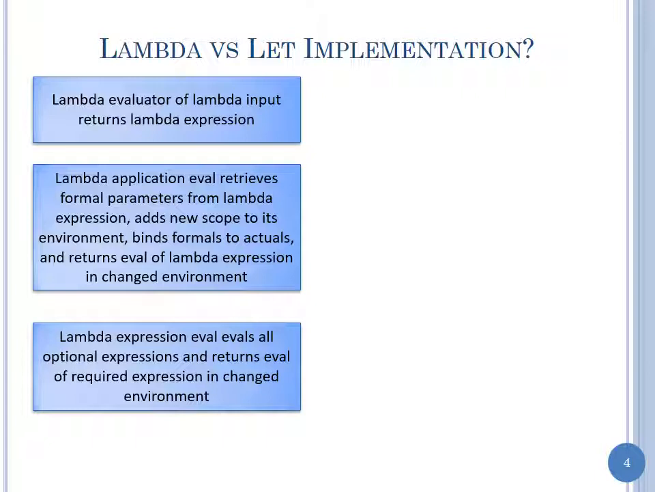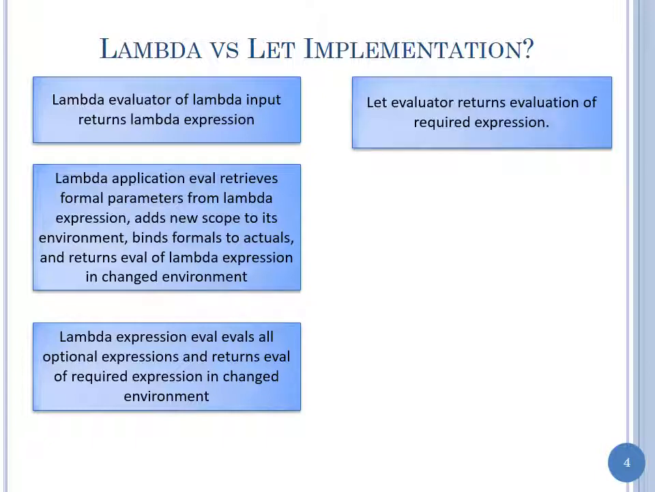So we do it all in one step. The let expression returns the value of the required expression. The Lambda expression returns the Lambda object, which can then be applied to arguments. That's why it was a multi-step process. This is a one-step process. Okay? So we don't have to do something like that.